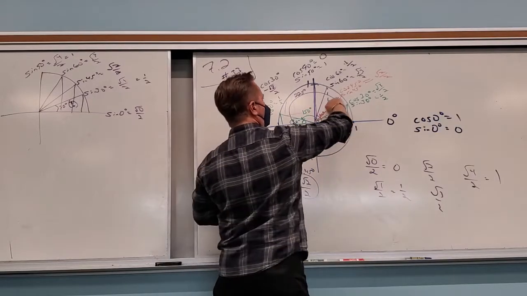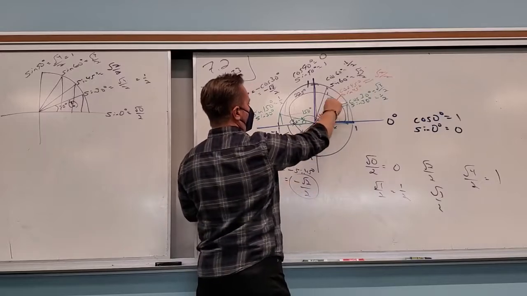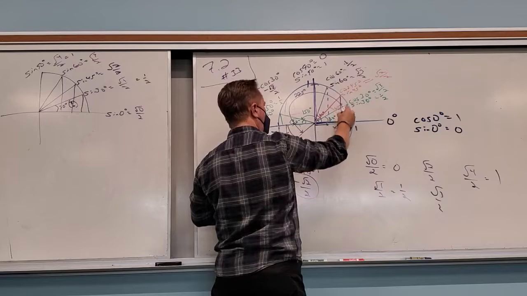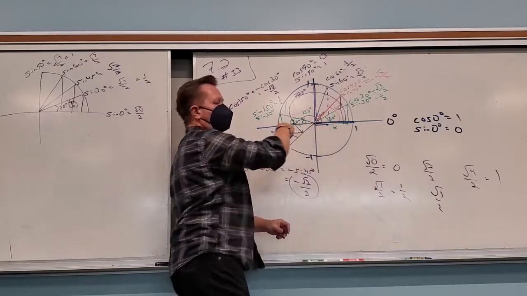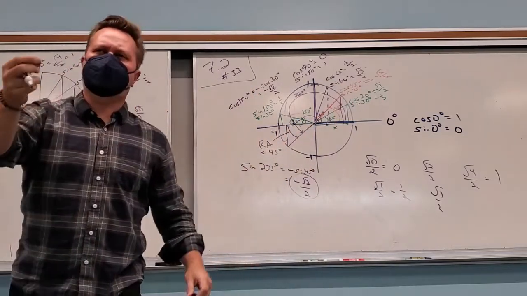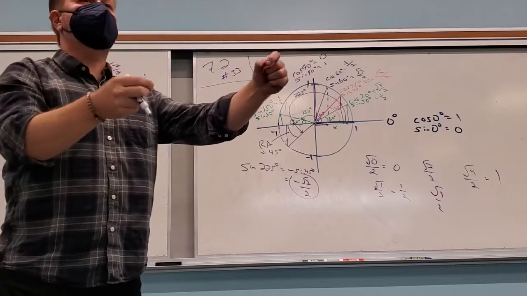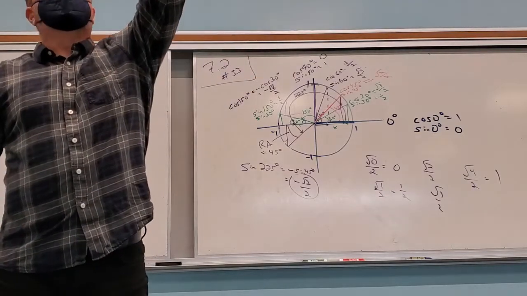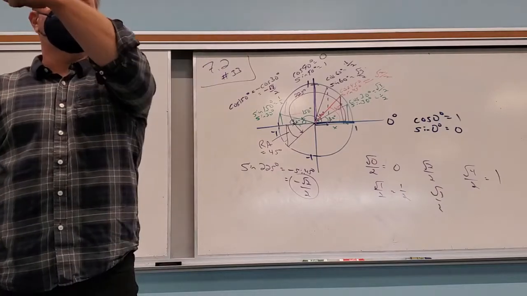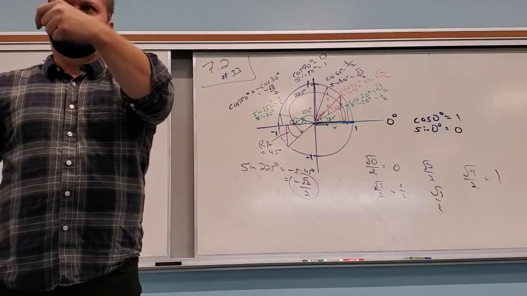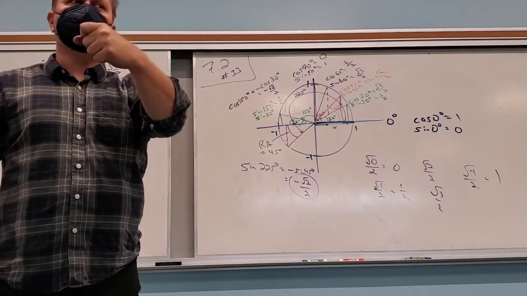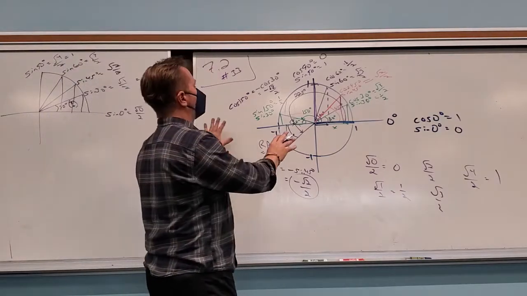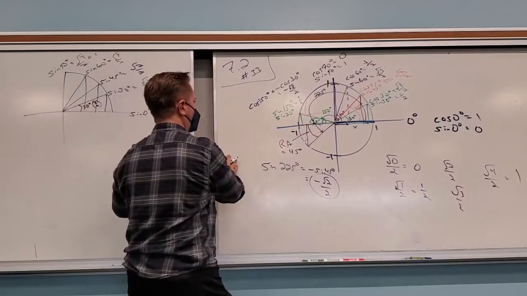So at 45 degrees, I should have done this in red, but too bad. I get the exact same triangle here that I got here. They're the same triangle, so of course they have the same side lengths. So of course the trig functions are going to have the same value. It's just that it's in a quadrant where y is negative and x is negative, right? Okay. So let's try to do a problem directly related to what we just did.